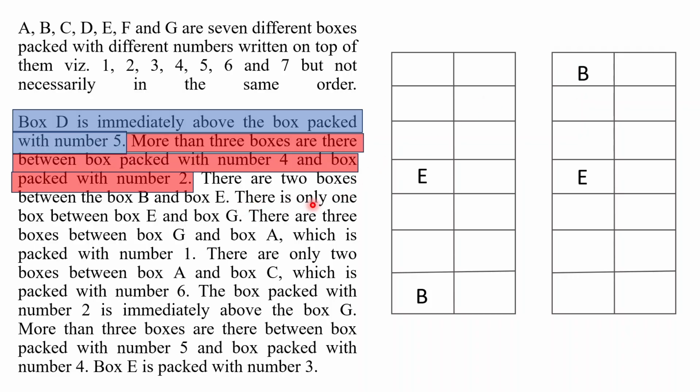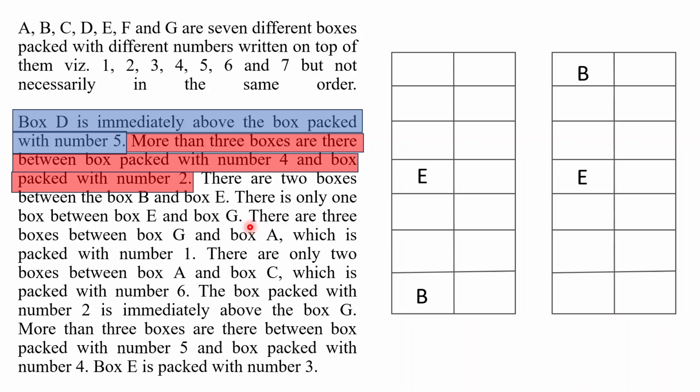Now next it is given there is only one box between box E and box G. So students, as you can see, as soon as we found that one statement to start the puzzle, the next statement is again the linking statement. The linking statement means here we have placed box B and box E. Then in the very next statement, you can find the clue between box E and the other box. So this is the linking statement. The linking statement means any statement which is linked to either box E or box B.